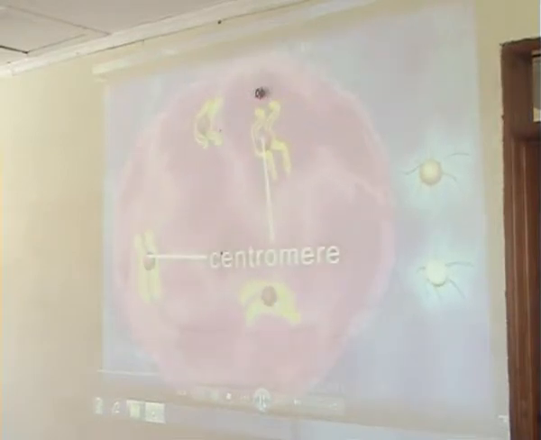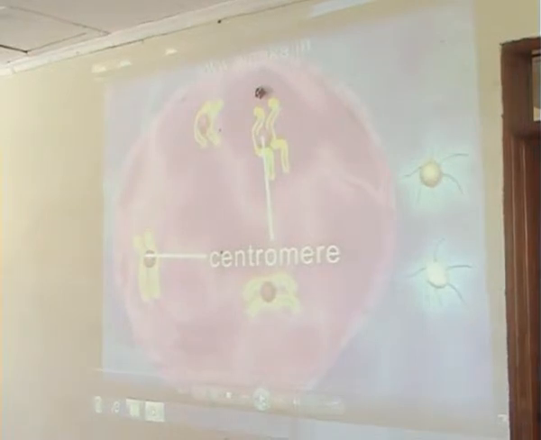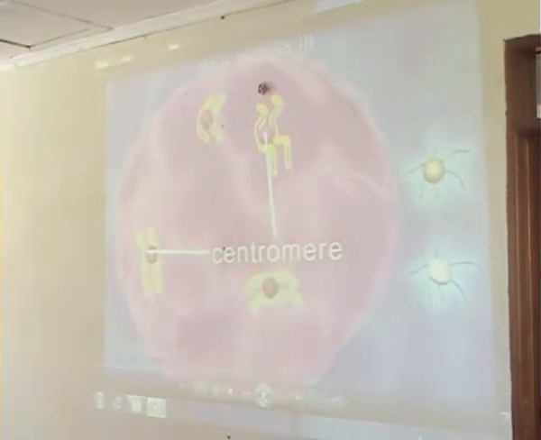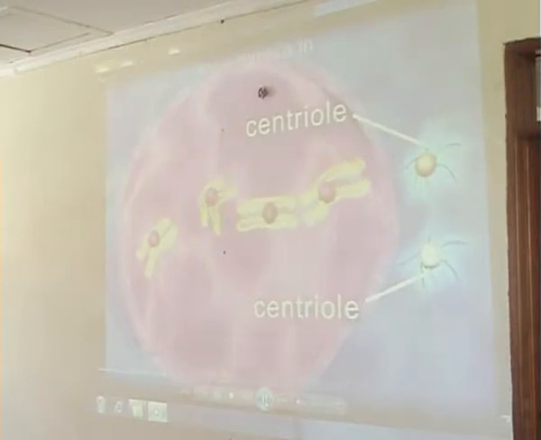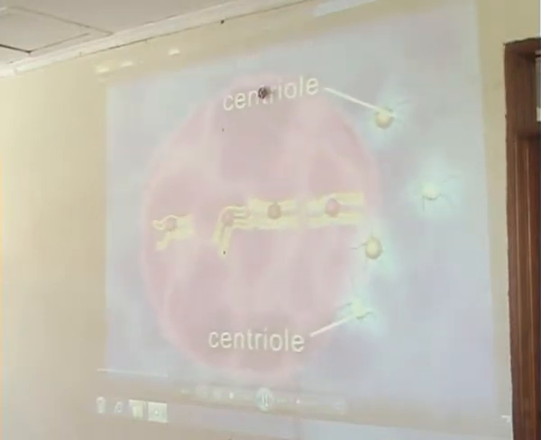The centromere is... What is the name given to the doubling of the chromatin materials? What is the name? The centriole is also divided into two.